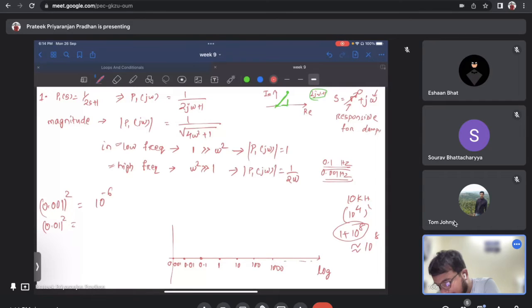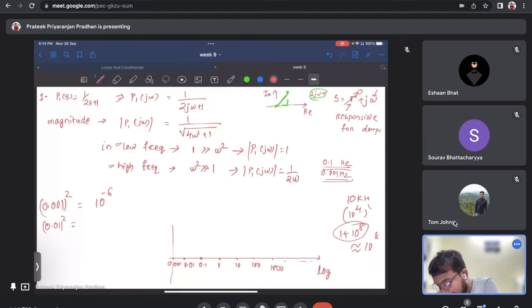And in high frequency, 4 omega square will be much greater than 16. So it will be root of 4 omega square, which is equal to 2 omega. Similarly, the corner frequency will be where the intersection of these two, that's why 4 is equal to 2 omega c. That means omega c is equal to 2 radian per second.